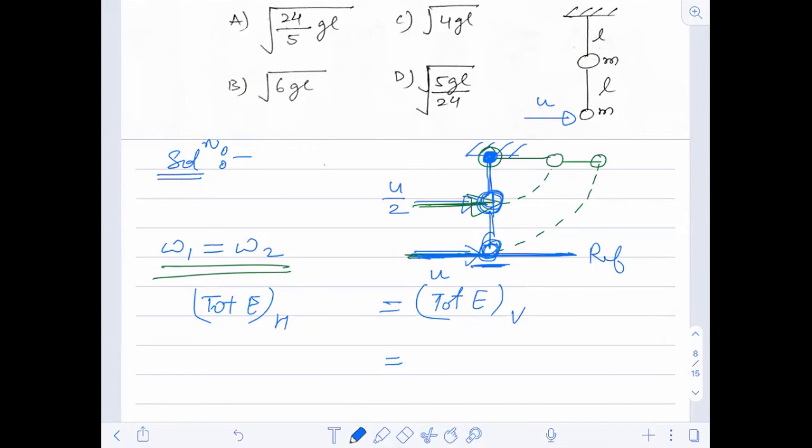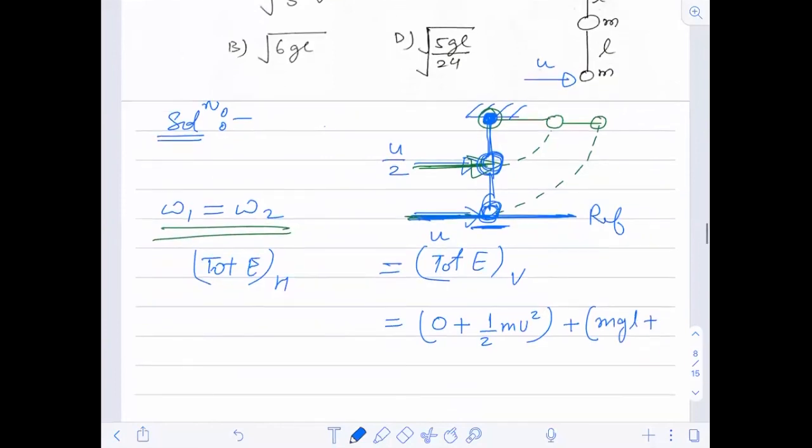All those who have got the option A, potential energy of the lower block, 0. Kinetic energy for the lower block, half mu square, plus potential energy of the upper block, mgl. Kinetic energy of the upper block, half m (u by 2) square, so u square by 4. Okay, so this is the initial, this vertical position.